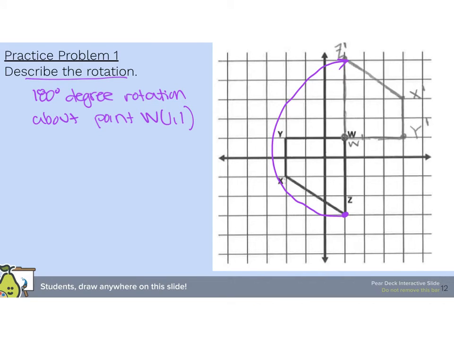And whenever you go 180 degrees, the shape will be upside down. So Z is at the bottom, now Z is at the top. It's got to be upside down in order to be 180 degrees. That's kind of the easiest one to see. If it's upside down, it's 180. And then if it were facing one of the other ways, you would just have to figure out, was it 90 or was it 270? So 180 is kind of the easiest one. It's always going to be upside down.